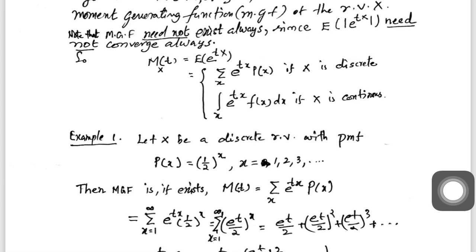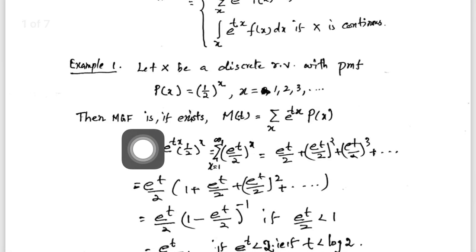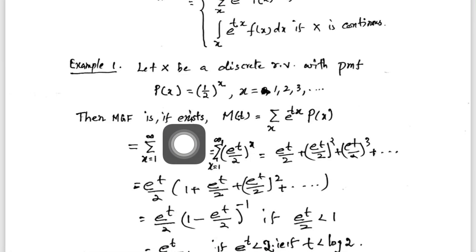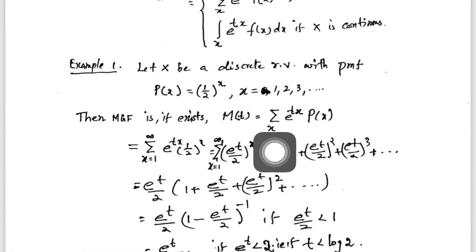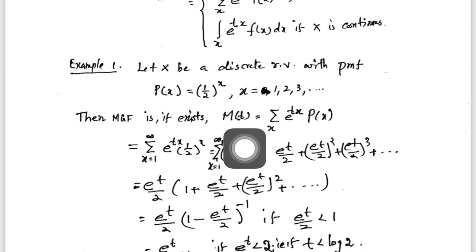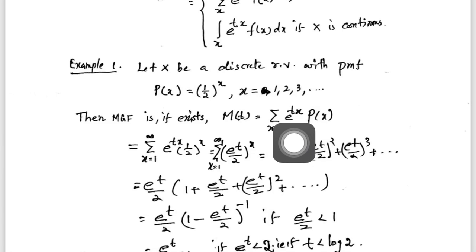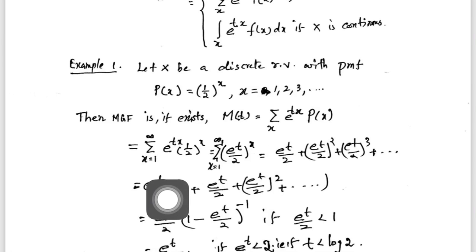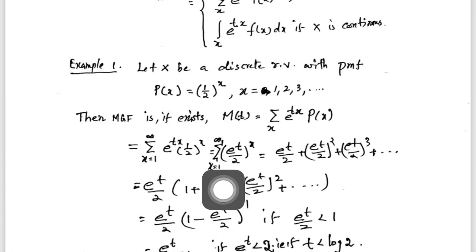And for x discrete, what you have to do, you have to write the MGF if it exists, m of t equal to summation over x e to the power of tx p of x. Okay, and if you take the absolute value of e to the power of tx, then also the same thing, e to the power of tx, because e to the power of tx is a non-negative function. Okay, so you are concerned with the MGF, which is equal to summation over x equal to 1 to infinity e to the power of tx 1 by 2 to the power of x, using this formula.